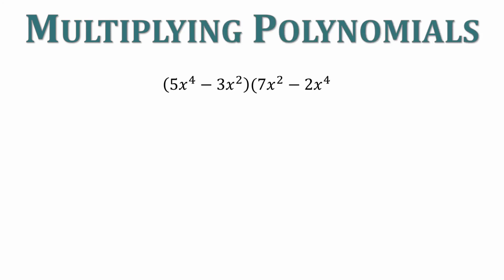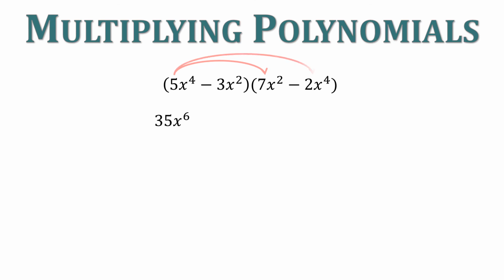What about multiplying polynomials? 5x to the 4th minus 3x squared times 7x squared minus 2x to the 4th. I'm going to take 5x to the 4th and distribute it to the 7x squared, which is 35x to the 6th. 5 times 7 is 35. X to the 4th times x squared means I say 4 plus 2, which is 6. Remember, I multiply coefficients and add the powers whenever I'm multiplying 2 terms together. And you should have learned that in Algebra 1. Honestly, you should have learned it before Algebra 1.